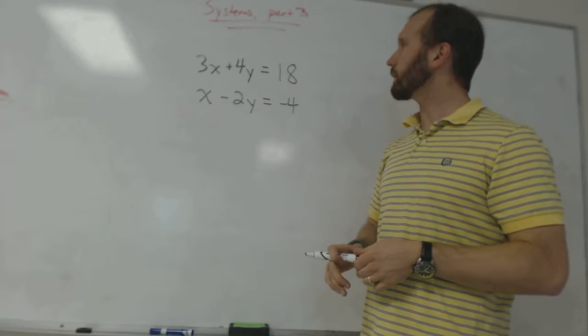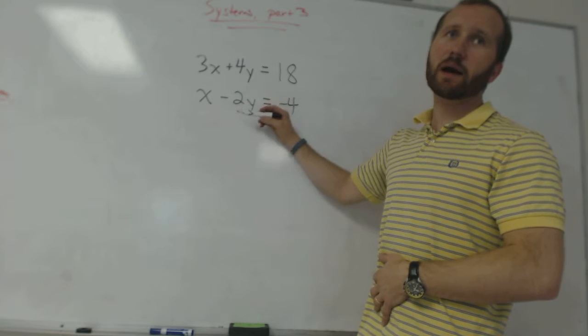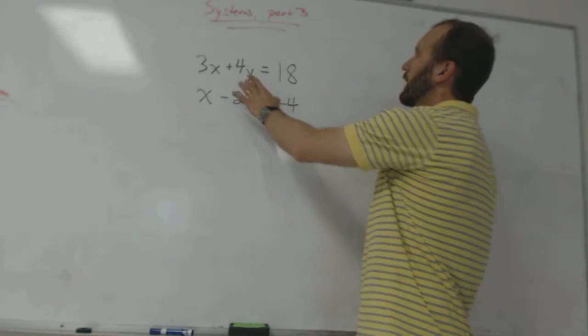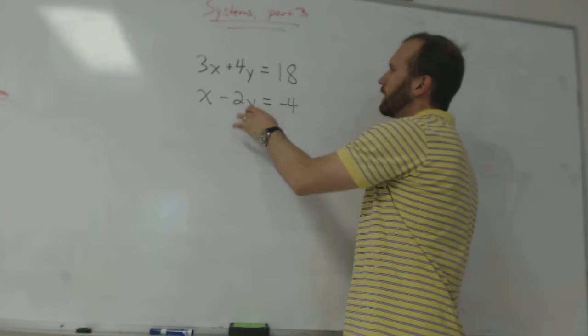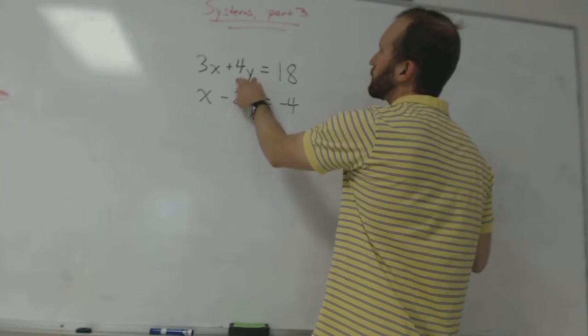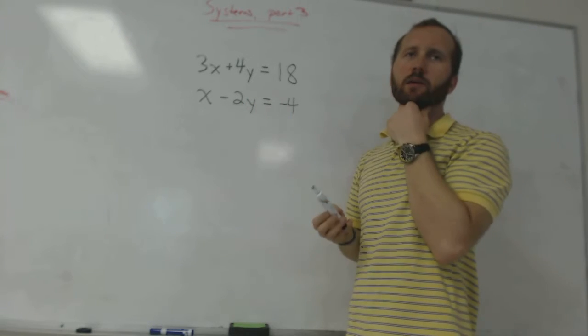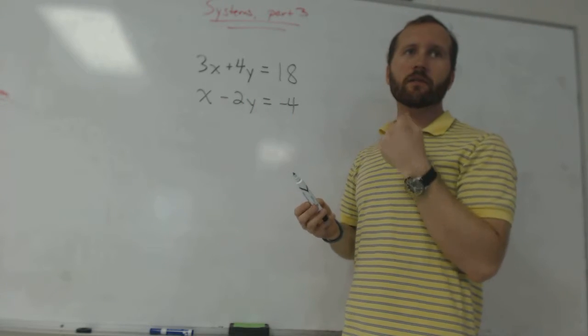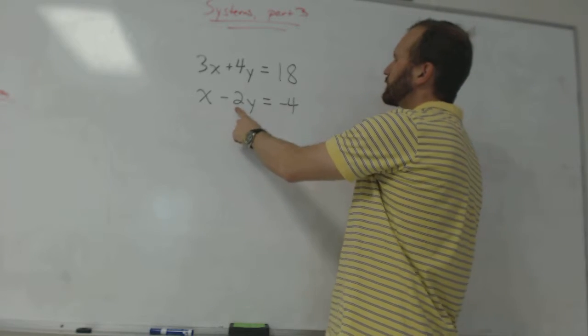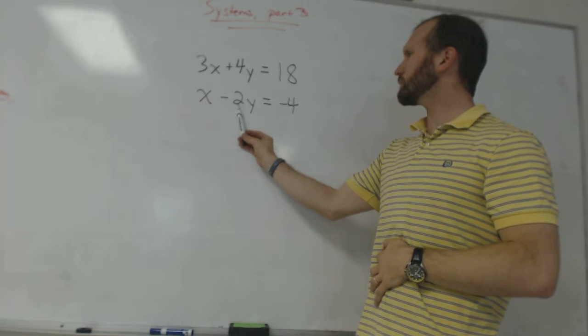So here's how I do it. I'm going to choose to go for the y's. I have to make my y's have the same coefficient. Right now I have 4y and 2y. So I'm thinking to myself, can I multiply one of those times a number to make it equal the other one? I've got it. 2 times 2 will equal 4. So I need to multiply this times 2.